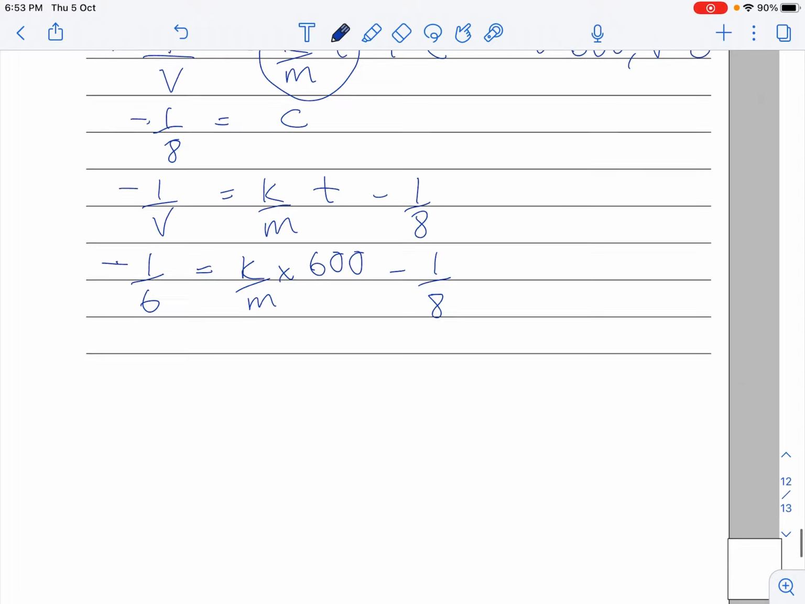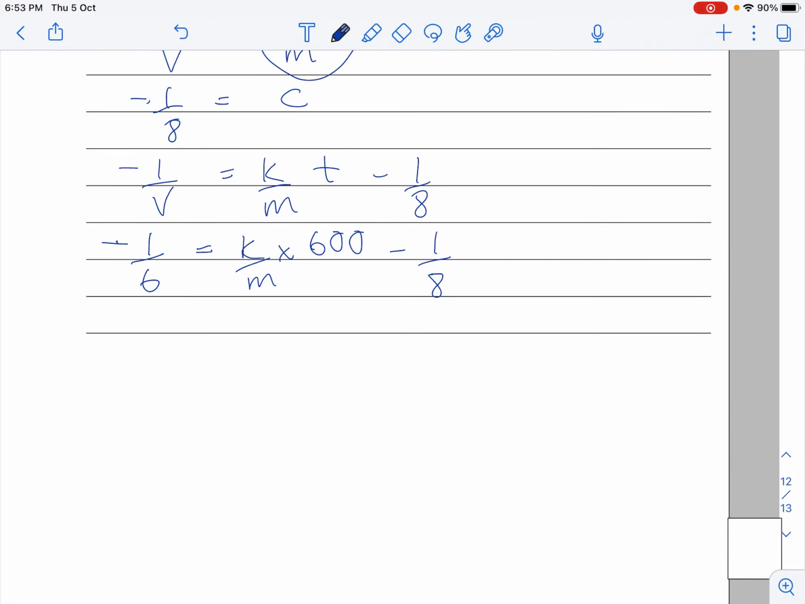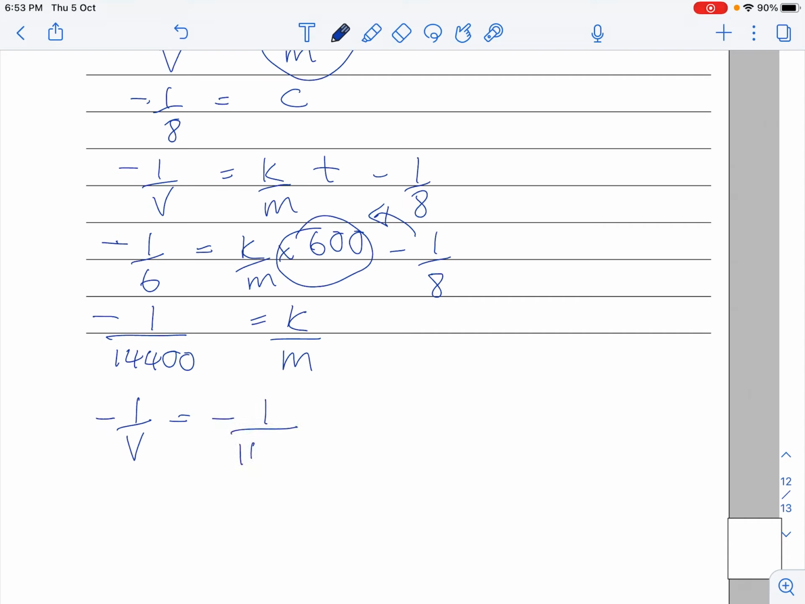So we can play around with this a little bit. So we're going to add the 1/8 over to that side, and then we're going to divide by 600 as well. So that becomes -1 over 14,400 equals k over m. And now we've got an equation for it. So now we've got -1 over v equals, we know what our k over m is. It's -1 over 14,400 t minus 1/8.